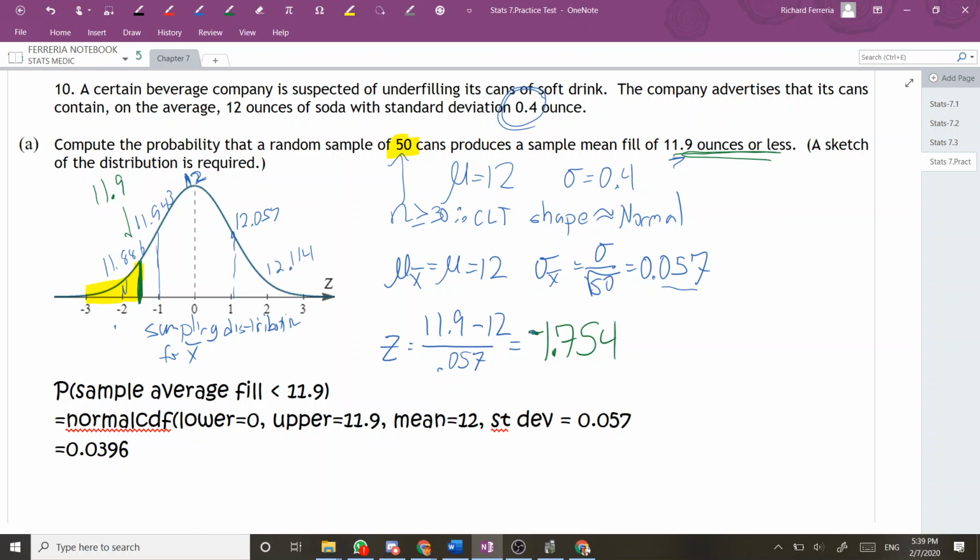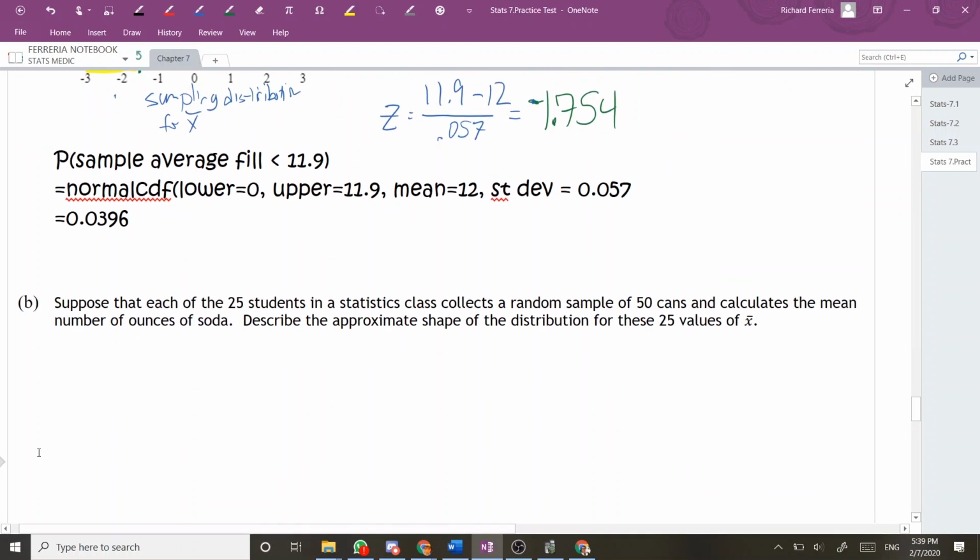Okay, let's move on to letter B. Suppose that 25 students in a statistics class collect a random sample of 50 cans and calculate the mean number of soda ounces. Describe the approximate shape and distribution for these 25 values of X bar. So this sounds kind of weird, but we are, so 25 cans each.